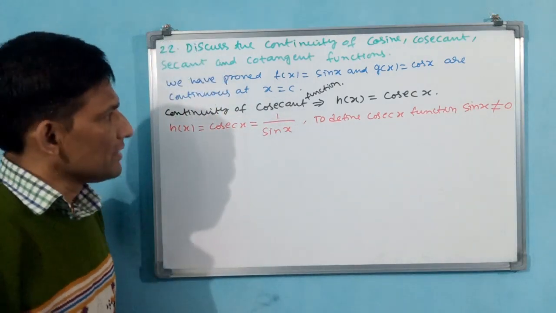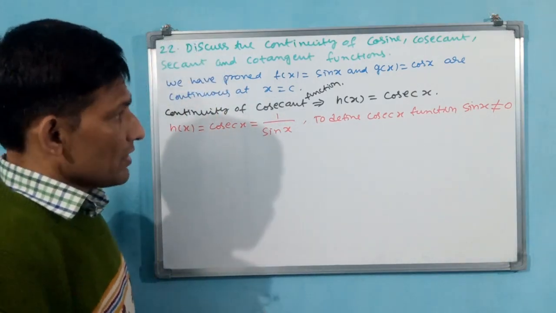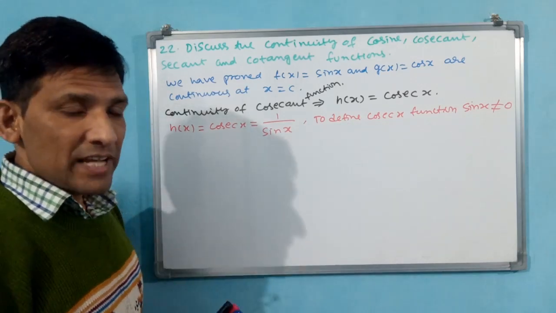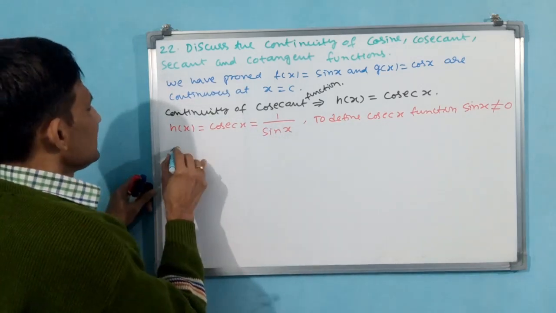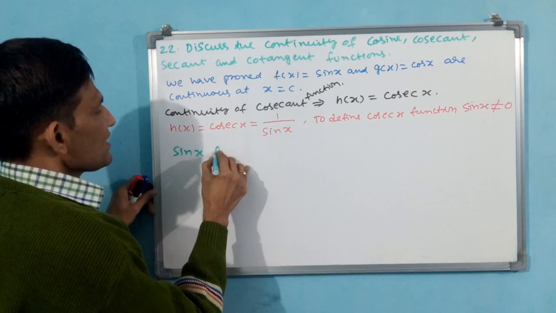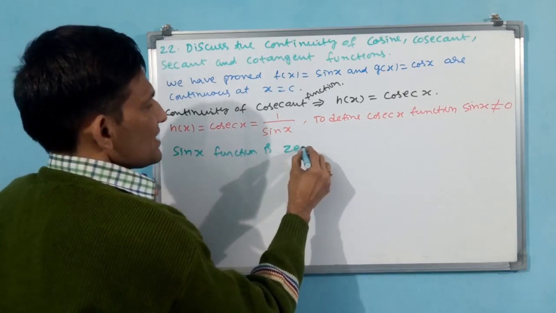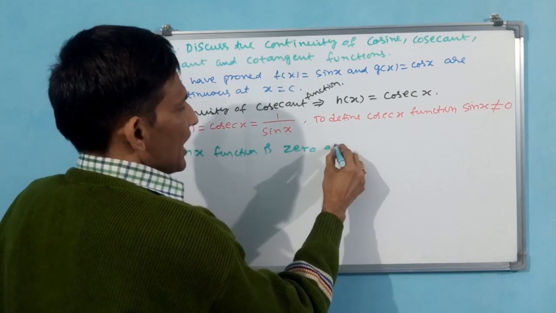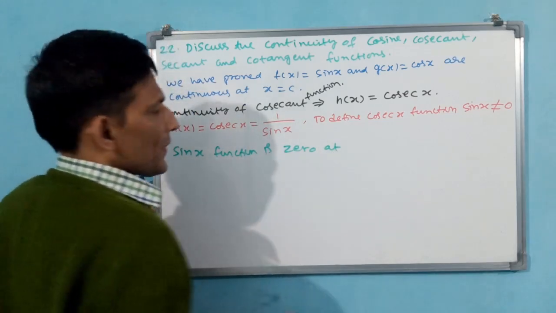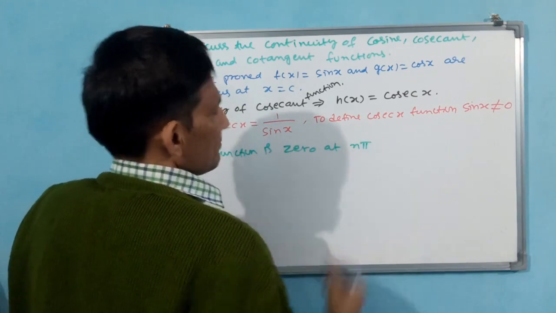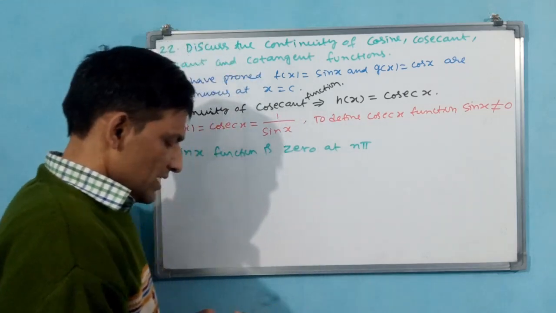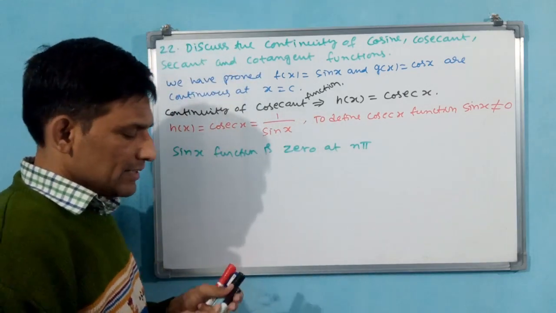Okay. Now you write. What you are going to write? Now sin x is where 0. Sin x should not become 0 means sin x function is 0 at n pi. Okay. You see, one diagram also I am writing.